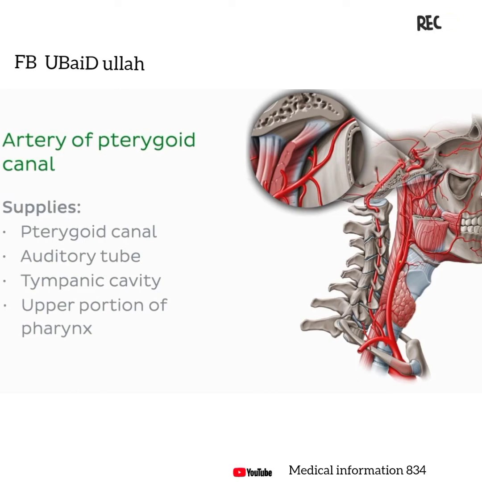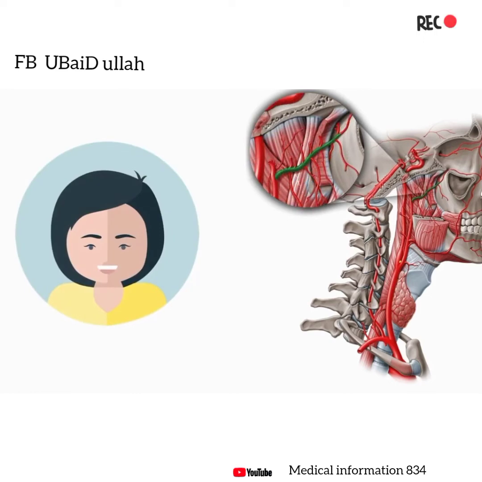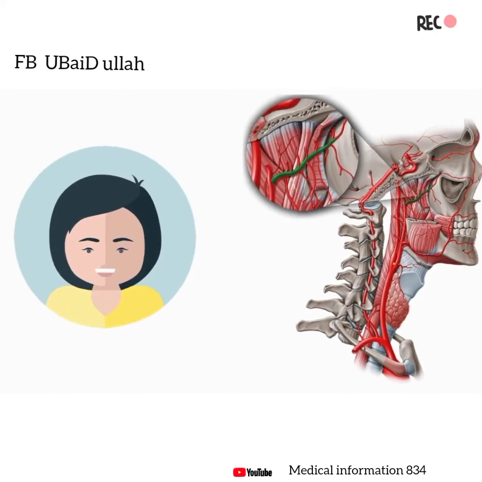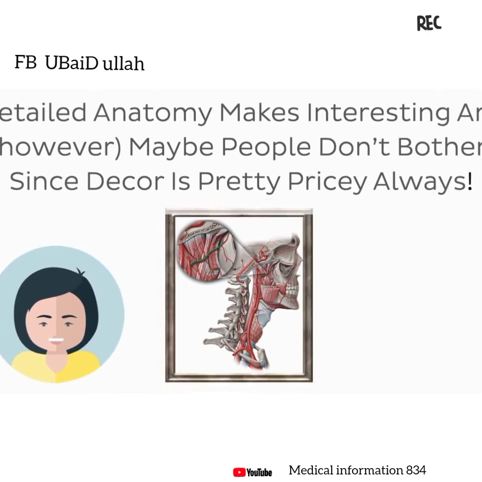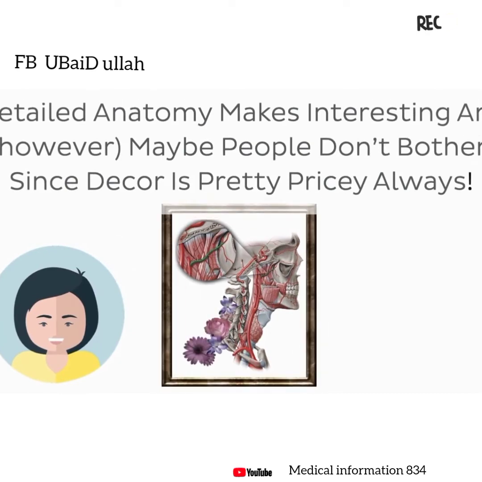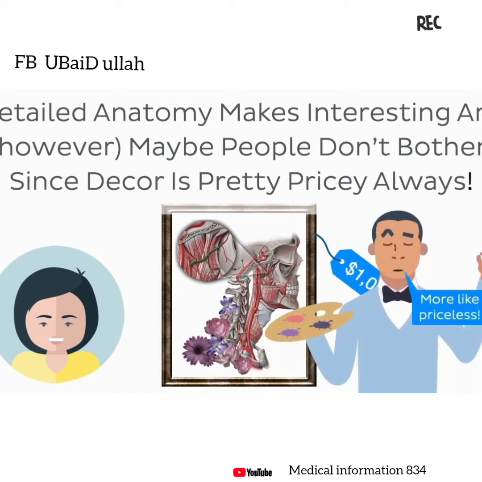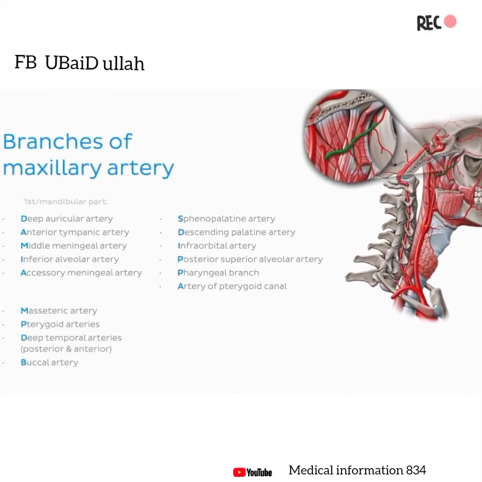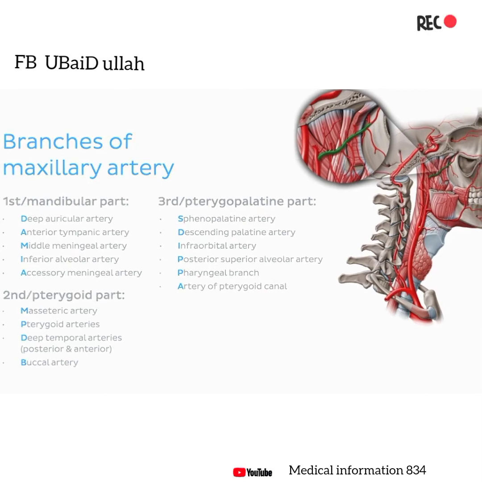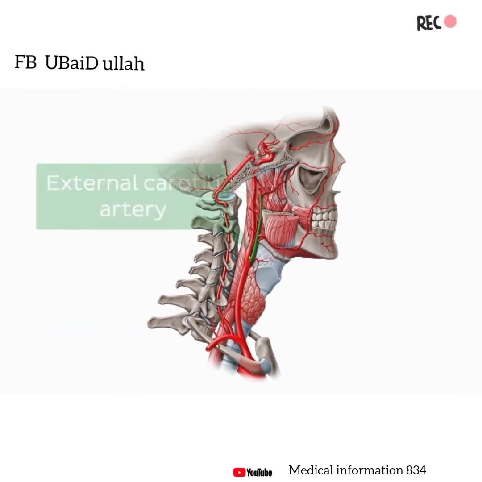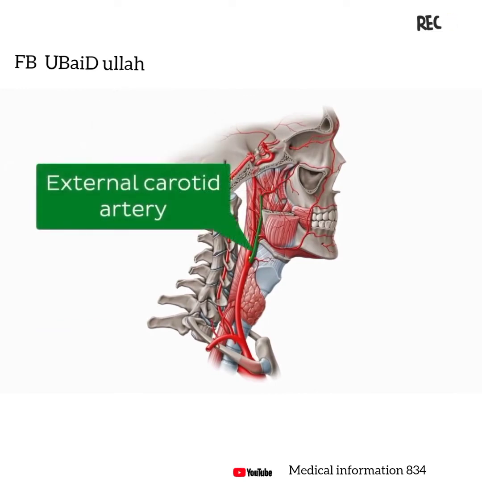If trying to remember all 15 branches of the maxillary artery is giving you more grief than what it's worth, why not try using the mnemonic? Detailed anatomy makes interesting art. However, maybe people don't bother, since decor is pretty pricey always. In this mnemonic, the first letter of each word stands for the first letter of each branch of the maxillary artery. Note that the commas also help by dividing the list of branches according to the 3 segments of the maxillary artery. And with that marathon of arterial branches, we've covered the external carotid artery and its major branches.